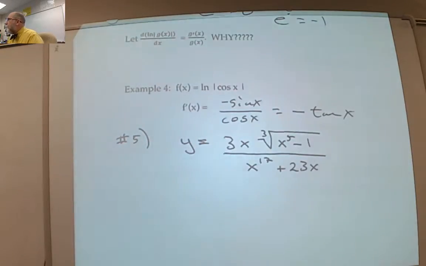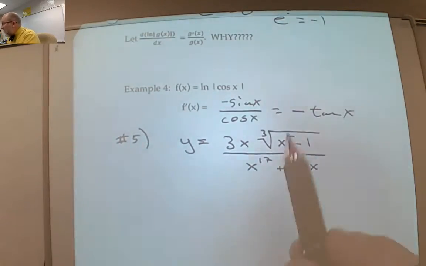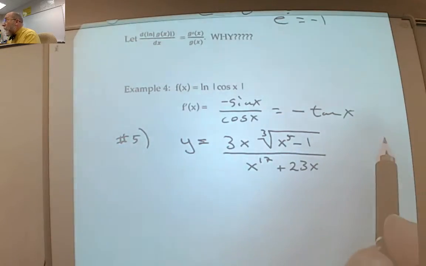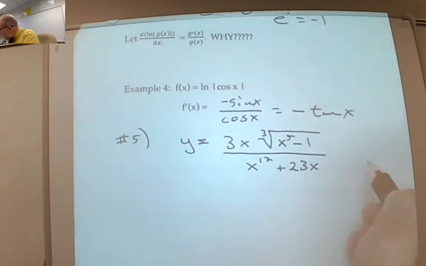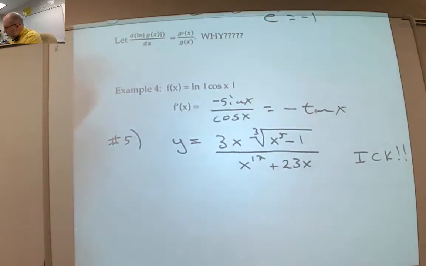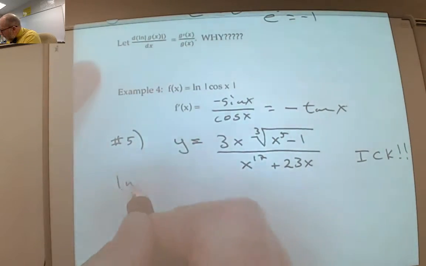Now, Logan, this one's yours. Okay? Now, I apologize if this insults you, but this is god-awful. All right? Because this, you would have to do the product rule up here, the quotient rule, the chain rule, and the power rule. And this is ick. Okay? So I'm going to give you a little hint. We're going to take the natural log of both sides.